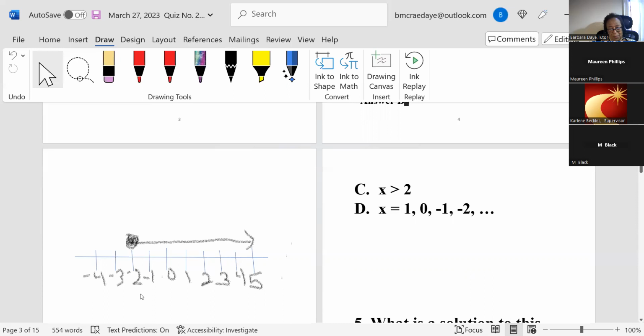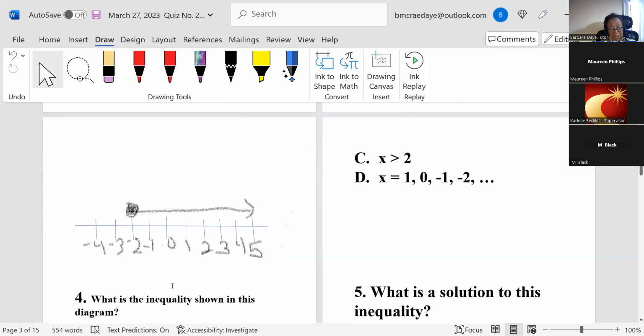Got it? Yes, ma'am. Now, if it had been less than, then we would have drawn our line going in this direction, because everything to the left of -2 is smaller than -2. Even though the absolute value may be bigger, you're getting further away on the number line, so you're getting smaller here on the left. Questions? No, Miss Barber, thank you.